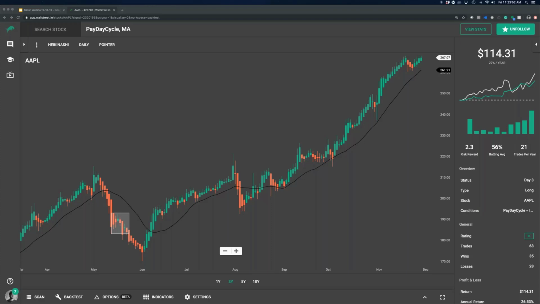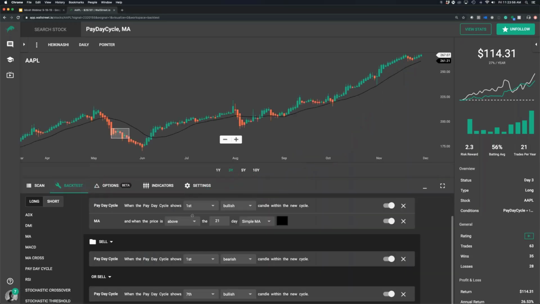Henry says, what's the stop? The stop, let me show you here, right? We're going to buy on the first green one at the close of the day, but only when the stock's above the 21 day. We're going to sell on the first red one. That's your stop, right? Or we're going to sell if it goes up 7 days in a row.